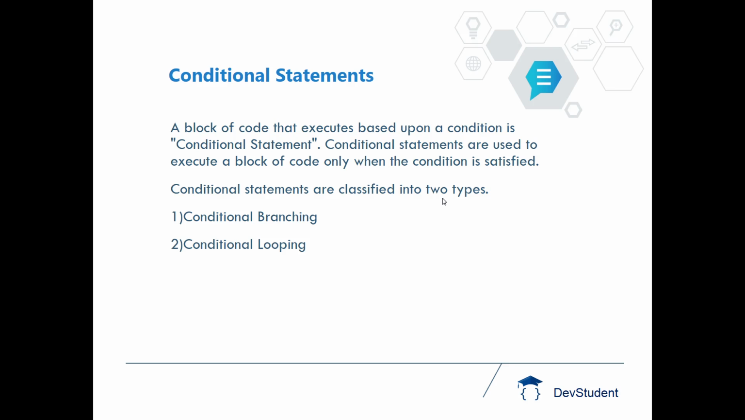Conditional statements are classified into two types. They are conditional branching and conditional looping. Branching means you are going to divide the code into different parts. If the condition is satisfied, that lines of code will be executed, otherwise that lines of code will be skipped. Whereas when coming to looping, the same line of code will be continuously and repeatedly executed till the condition is met. That is called looping.